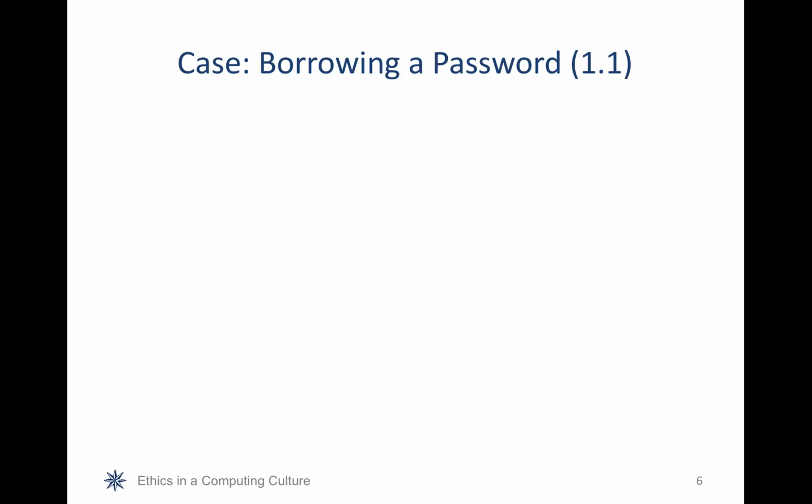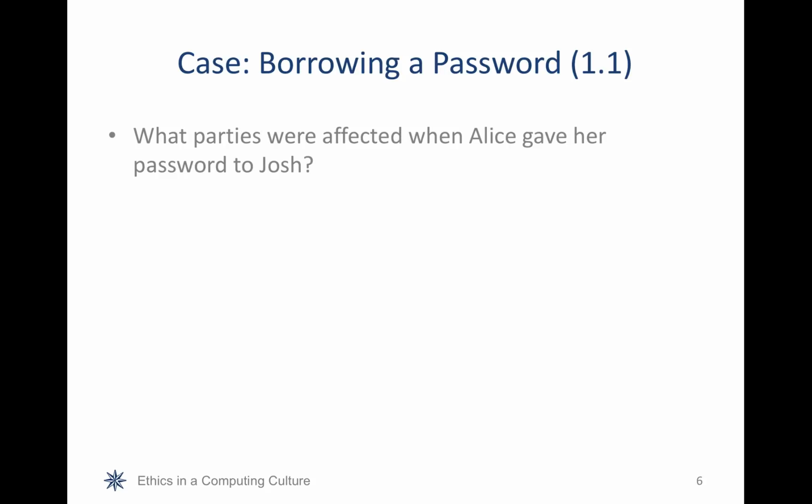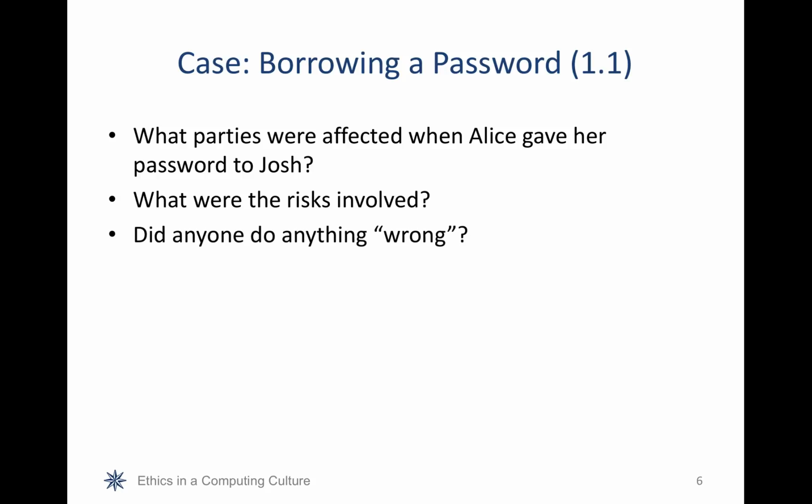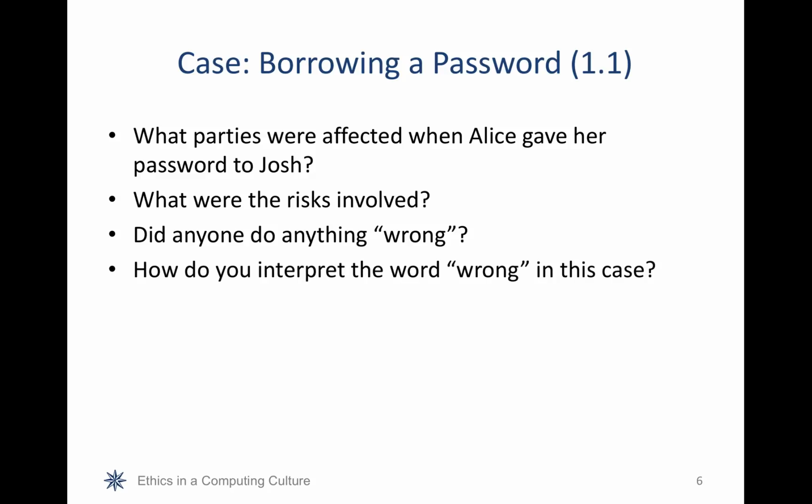For example, it could be considered wrong if it was a violation of university policy, but perhaps one might not consider it wrong if no harm came from Josh's actions. So as you read this, what parties were affected when Alice gave her password to Josh? What were the risks involved? And did anyone do anything wrong? And how do you interpret the word wrong in this case?